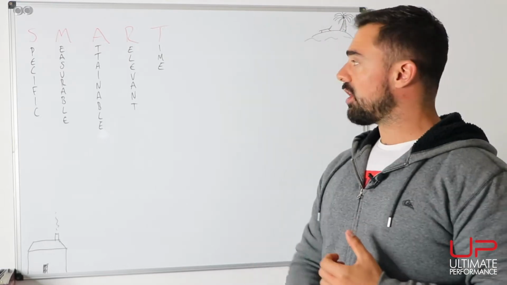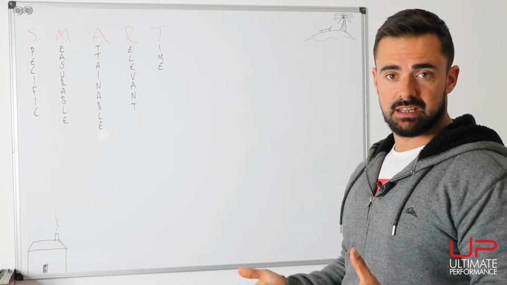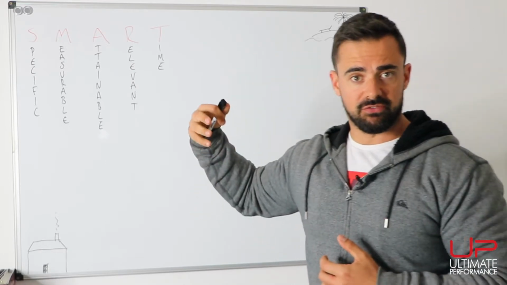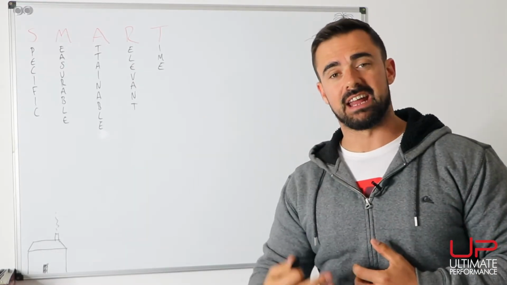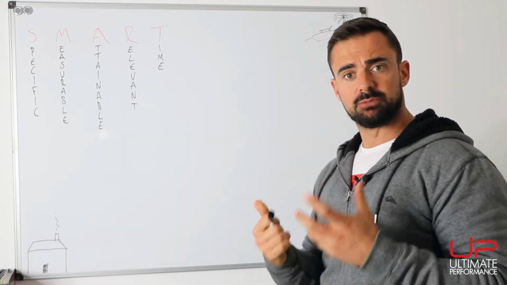So we're going to start off with the SMART acronym. This is something that most of you will have heard of if you've done anything about goal setting. SMART. Each one of these stands for something with regards to goal setting and how to do it properly. We'll start with S, specific. The goal needs to be specific.